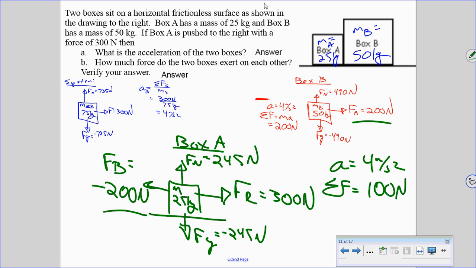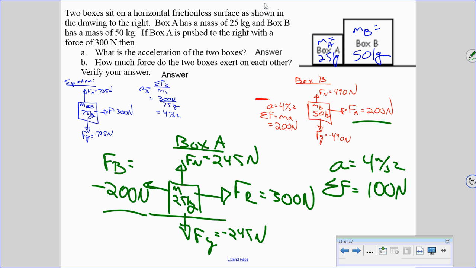But let me pause you for 2 seconds. What's pushing B to the right? A. Do you understand that? Not the 300 newtons. He's just confused with the number. Gotcha. And I guess you can kind of think of it as, it's a little sloppy, but you can think of the force as being some of it's used by box A and some of it's used by box B. And since it has twice as much mass, it needs twice as much force to get the same acceleration. Does that make sense?